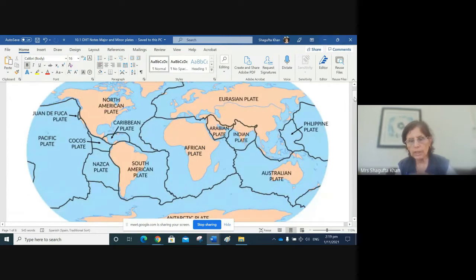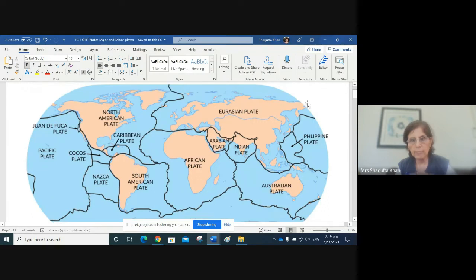So this is roughly the map of the world. And the Earth's crust, remember Earth has three layers. The outside one, which is the solid one, is called the crust. And then there is a mantle, and there are the inner core and outer core, two cores inside.